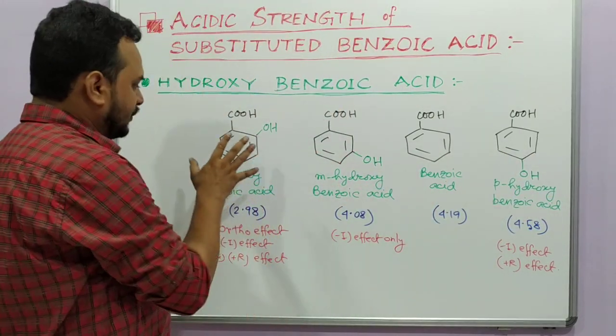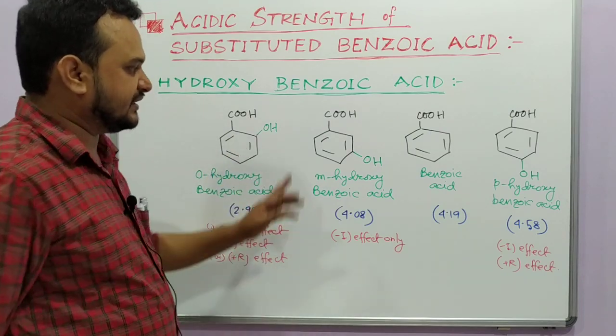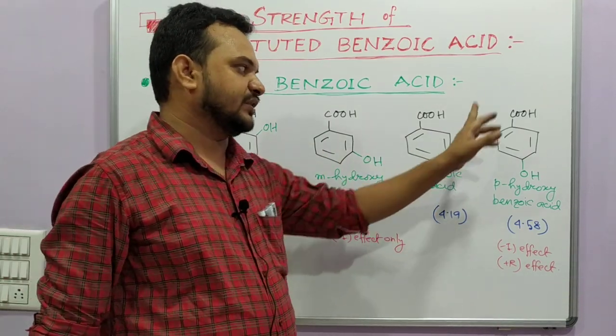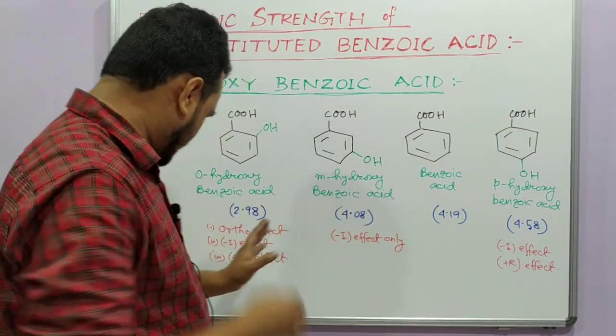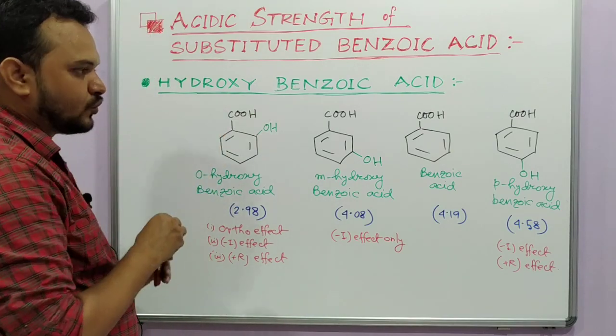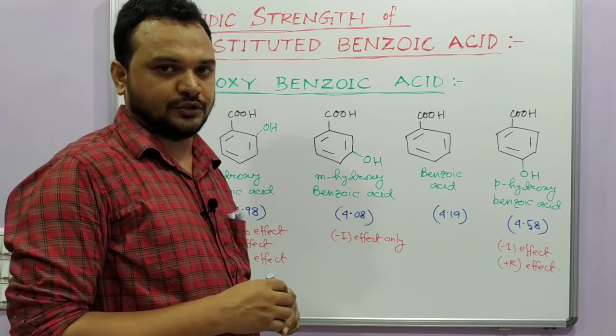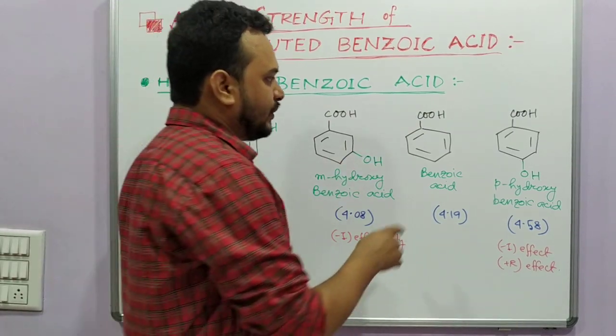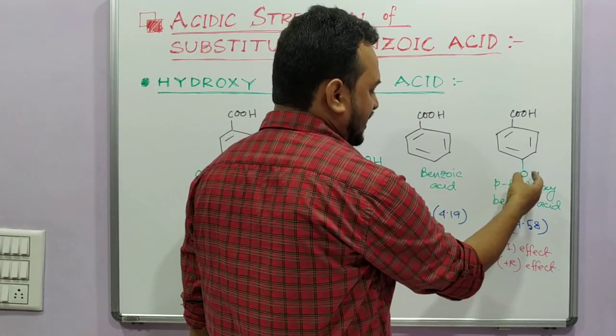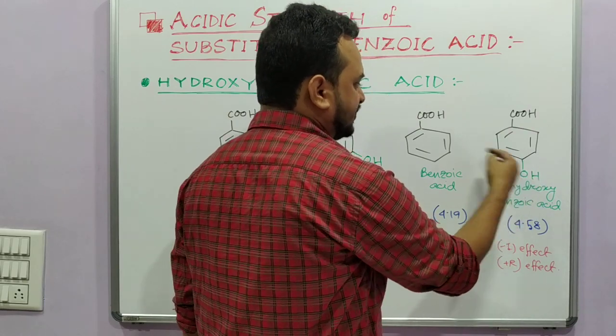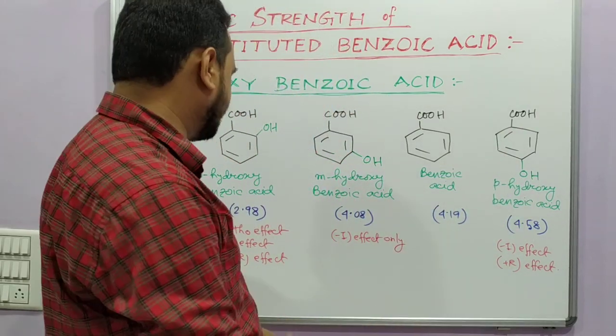So in this way, what we get is ortho hydroxybenzoic acid greater than meta, greater than normal benzoic acid, greater than para. Now here this OH group, this OH hydrogen can also participate in hyperconjugation, and that will be revealed when we will be comparing OH and methoxy group OCH3 here. So that will come in the next example.